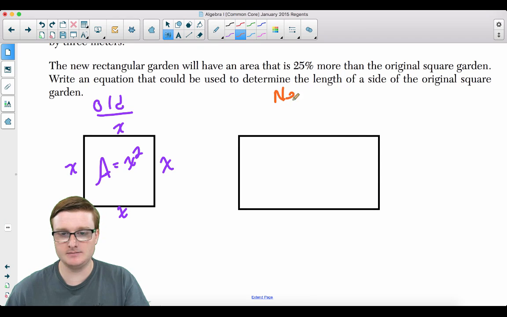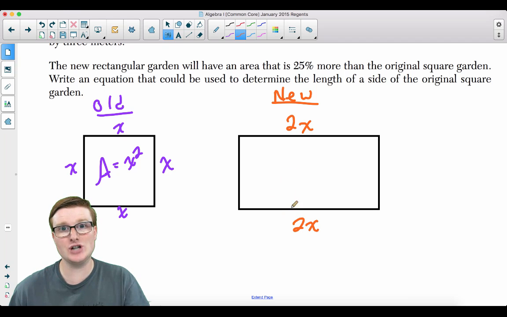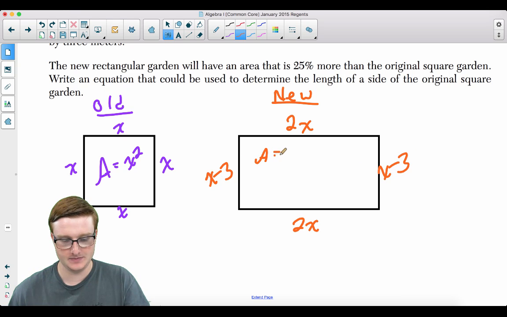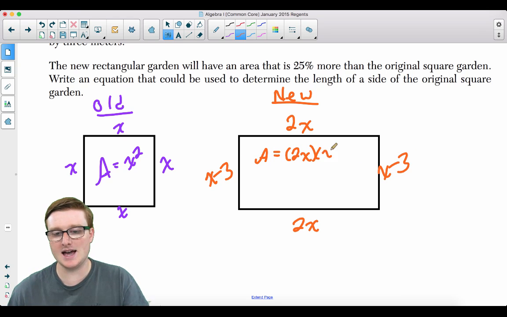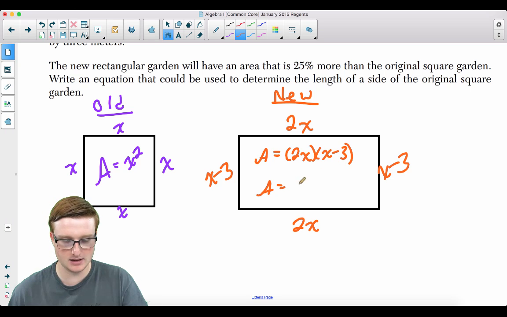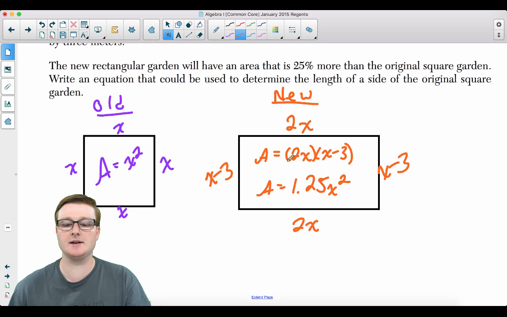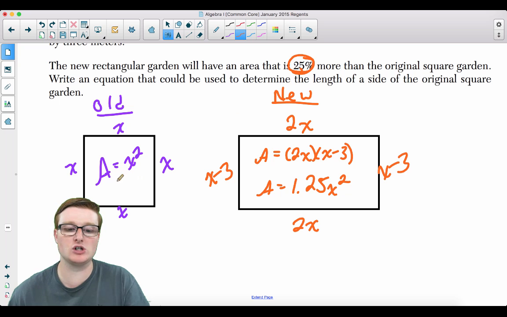And the new garden, the length is doubled, so that's 2x. And this is now subtracted by 3, so x minus 3. So the area is equal to 2x times x minus 3. That's your length times width. So the area is also equal to 1.25x squared, because it's 25% more than the original square garden.